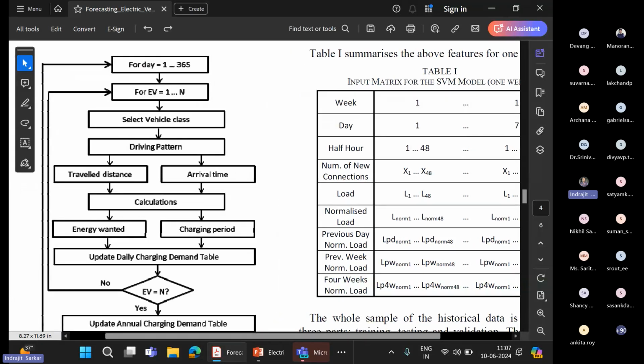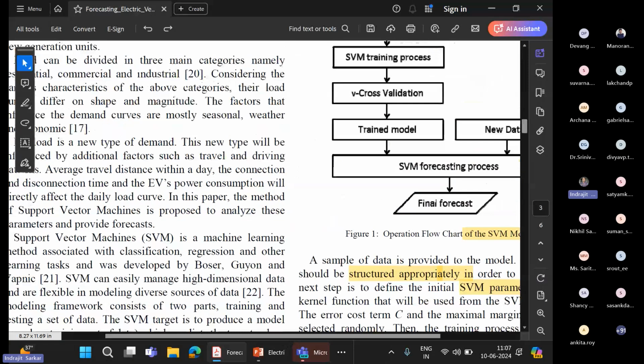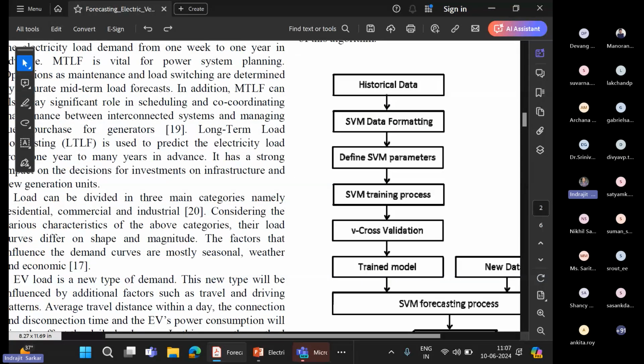Then they can calculate how much energy is needed, what is the charging period, and update the daily charging demand table. When it is 1, it is starting, and then for different n, it will keep on updating the table, and then it will update for 365 days. It will do that, and then the historic data will be populated. When you get the historic data, then you can employ it for SVM. So here is the historic data that we need. That data is now available with you. Use this for SVM, then you can get the forecasting load.